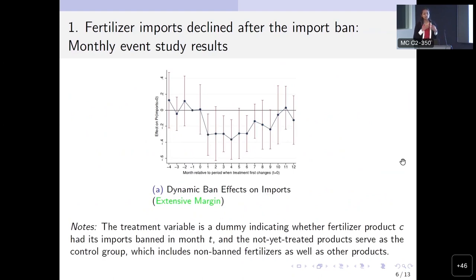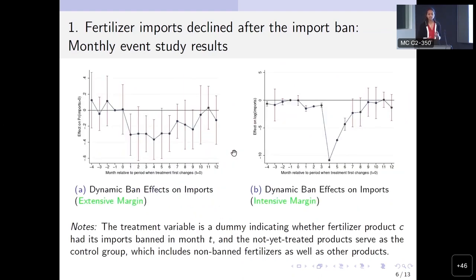Here we see that right after the ban was implemented, period 0 is denoted by when the ban was implemented, there was a large decline in fertilizer imports. So it's a decline of about 68% relative to the baseline probability. Now, at the same time, if you look at the intensive margin, right after the ban was instituted, there was a drop in fertilizer imports into the country, but the largest drop occurs a few months later, 4 months later, which was a more than 90% decline in fertilizer imports into the country, which basically means that there was almost no fertilizer coming in.